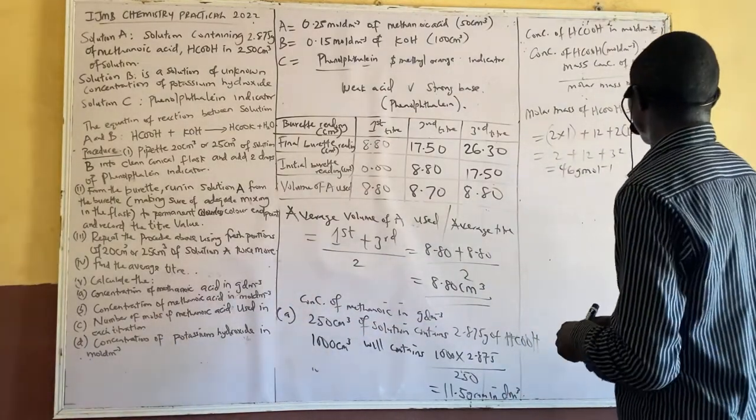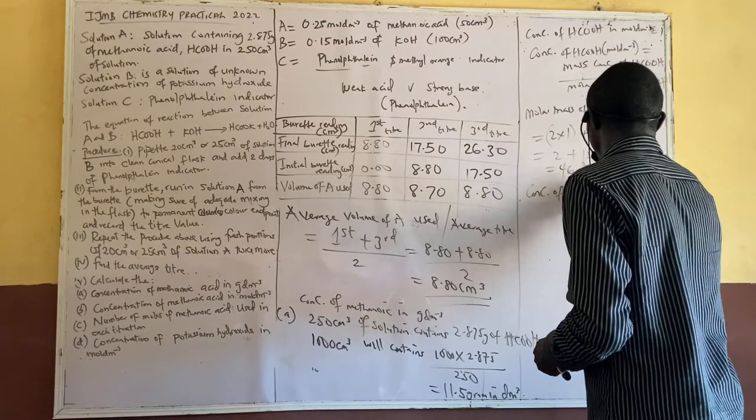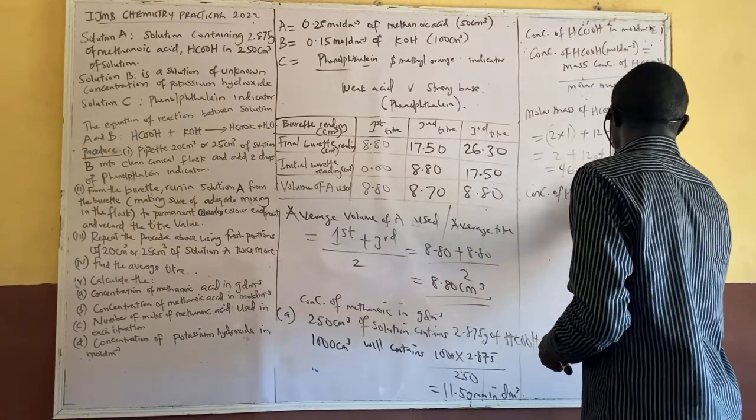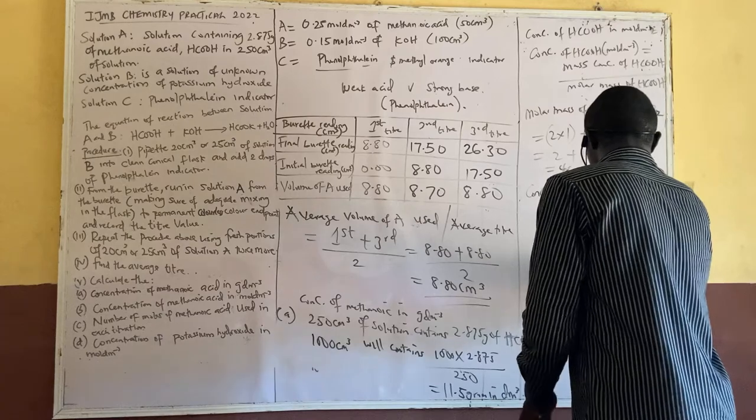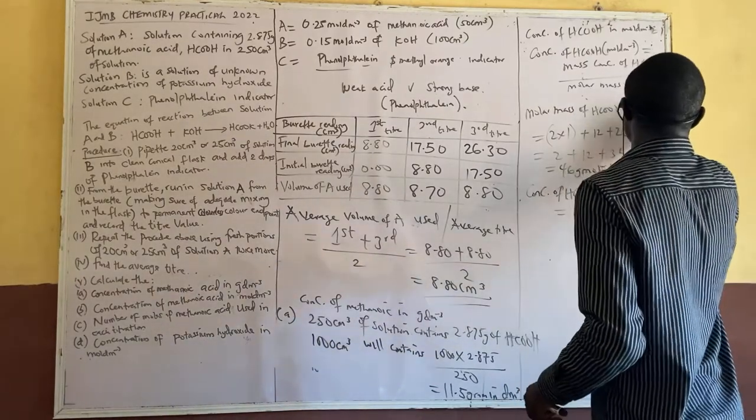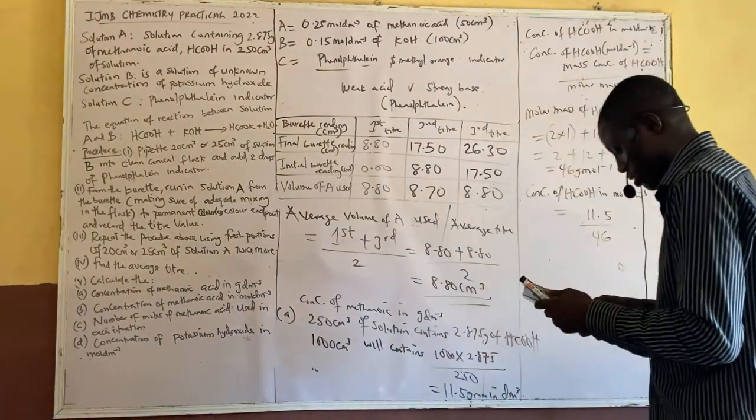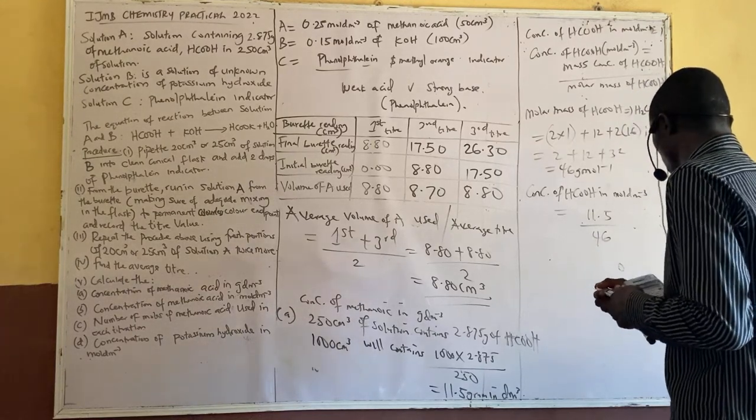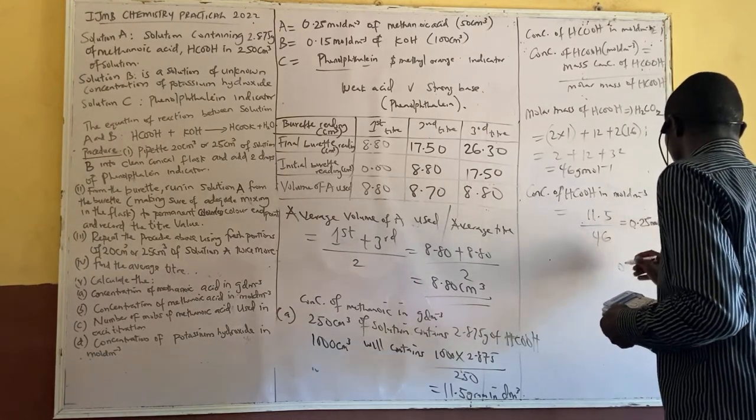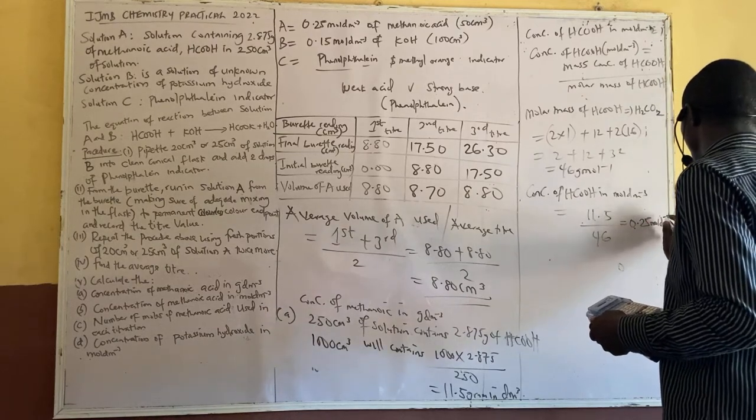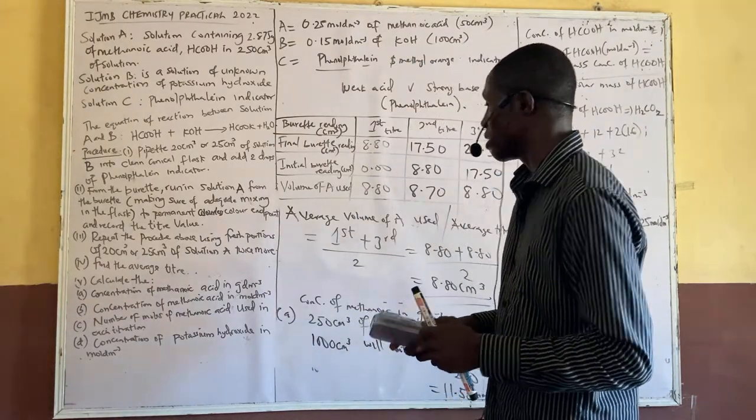So with that, we can easily calculate our concentration of HCOOH in mole per dm cube. That will be equal to 11.5 divided by 46. So what do we have? 11.5 divided by 46. We have 0.25, which is the same thing as what we have been given. Mole per dm cube. So that is 0.25 mole per dm cube. That's that about Question B, concentration of methanoic acid in mole per dm cube.